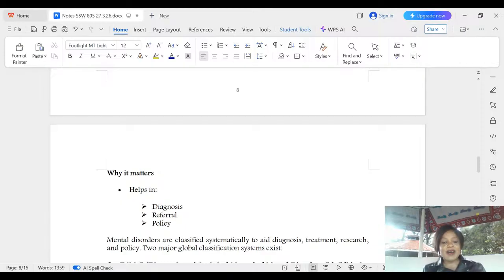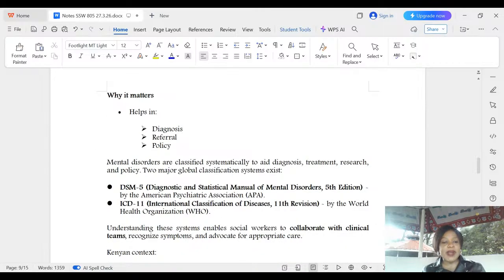So, mental disorders are classified systematically, okay, grouped together to aid in diagnosis, in treatment, in research, and in policy. And globally, 2 major classification systems exist. We have the DSM-5, and then we have the ICD-11, the International Classification of Diseases, the 11th revision by WHO. The DSM-5 is by the American Psychiatric Association. We have had various DSMs, and as they upgrade, they change in number. So for now, we are using the DSM-5.